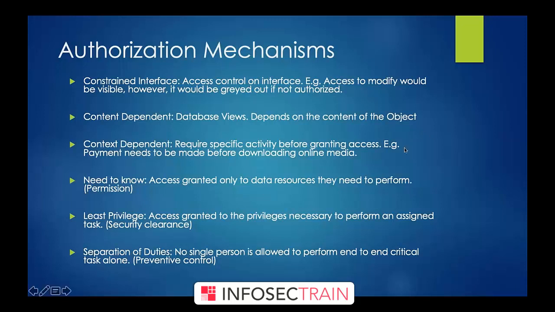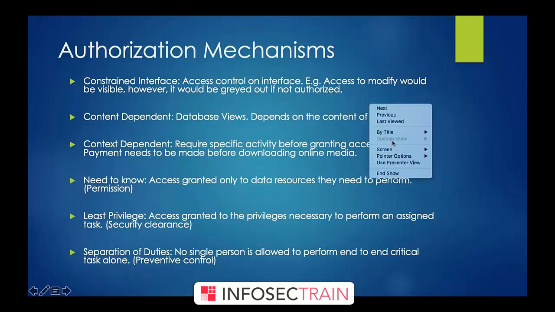So have you ever been in a situation where you are doing a right click, right? And there are a few options that are visible to you, but they are grayed out. You cannot use it, right? So this is an example of a constrained interface where you actually implement an access control on the interface of the user. Okay.